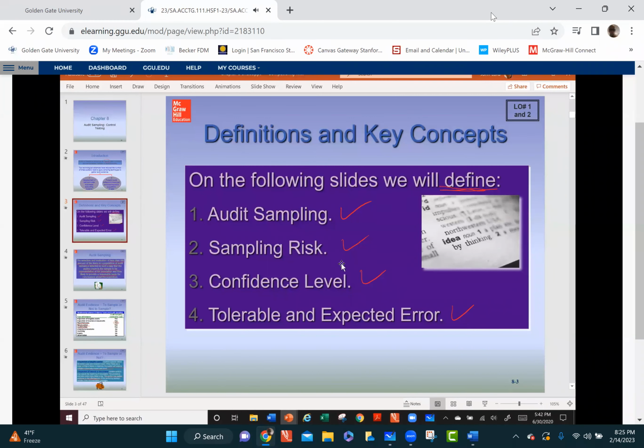Okay, and then tolerable error is the amount of error or deviation we'll accept without determining that we have either not supported the assessment of our control risk or we have a material misstatement. Expected error comes in the form of expected deviation or expected misstatements. What is the expected deviation from a control? What is the expected error in the account balance? And all of these terms we're going to be going through, defining here and seeing how these items, particularly sampling risk, confidence level, tolerable, and expected error, affect our sample size. That's going to be a major takeaway from this discussion today.